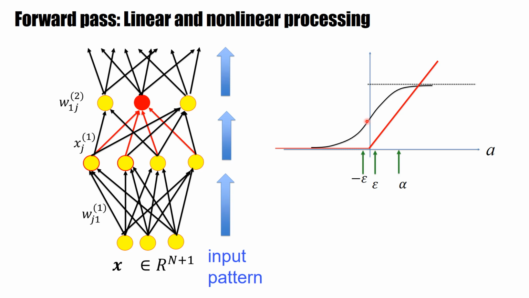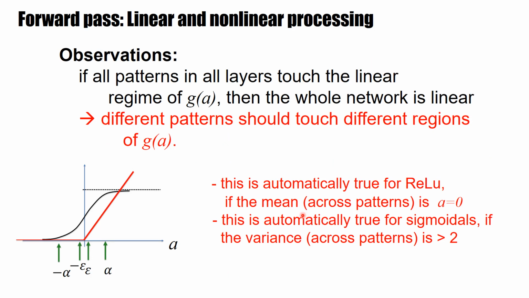Therefore, for sigmoidal functions, I have to make sure that I get out of this linear regime, out of a range which I call alpha, and alpha is probably an activation variable of 2 or 3. So if all patterns in all layers touch the linear regime of the transform g(a), then the whole network is linear. The aim is to initialize the weights such that different patterns touch different regions of g(a). And this is automatically true for ReLU if the mean is set to 0.